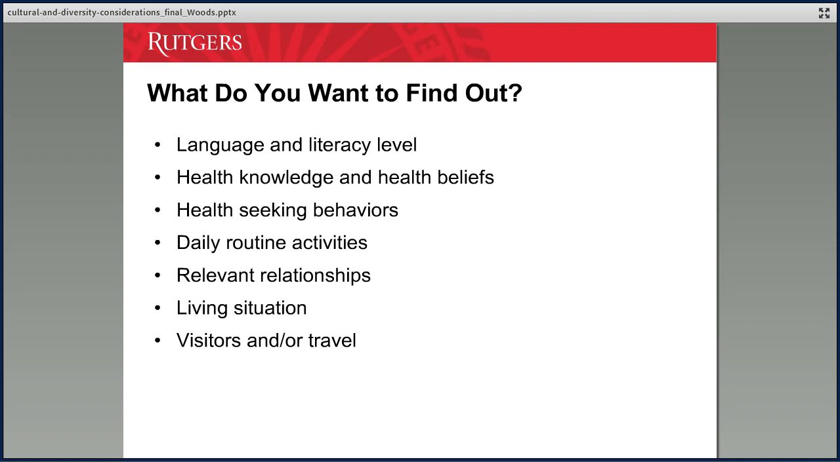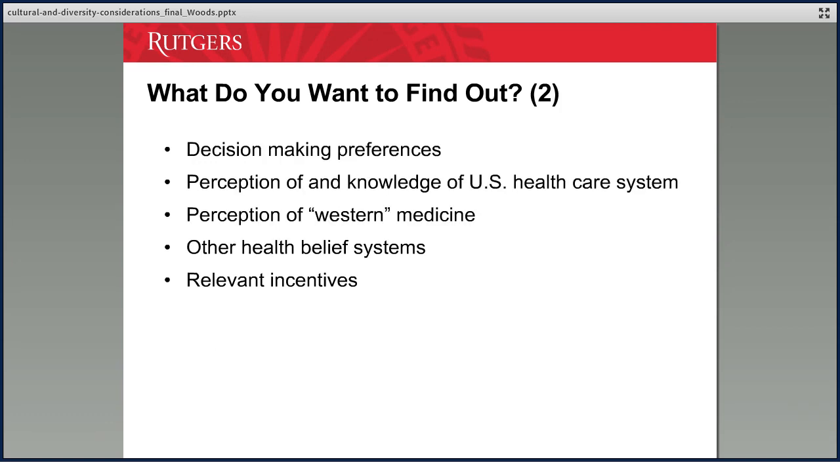Daily routine activities. We want to know the relevant relationships, and this is very important when we're doing contact investigations, which comes to their living situation. Are all the people that they live with family members? Are they friends? Do they know the people that they live with? That can happen in some cultural situations. Are there visitors, or did they travel, or have there been visitors that traveled during the time of their infectiousness?